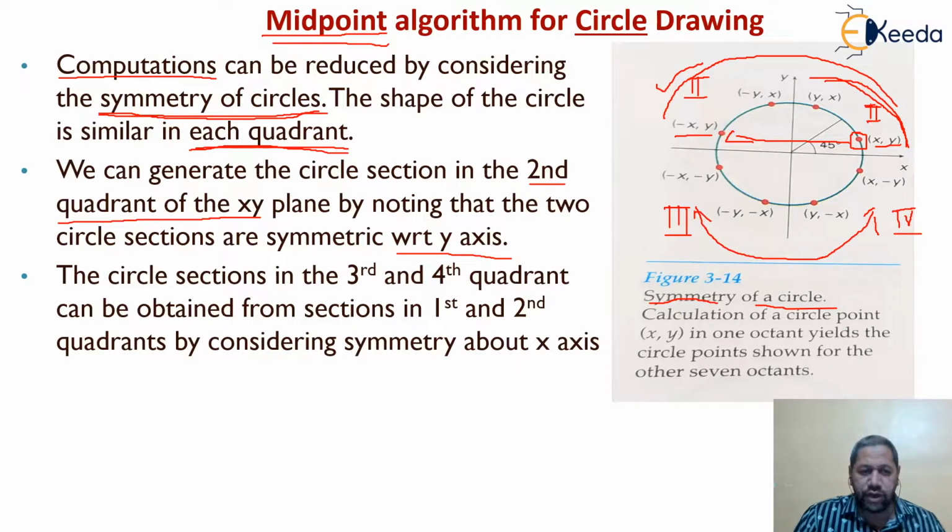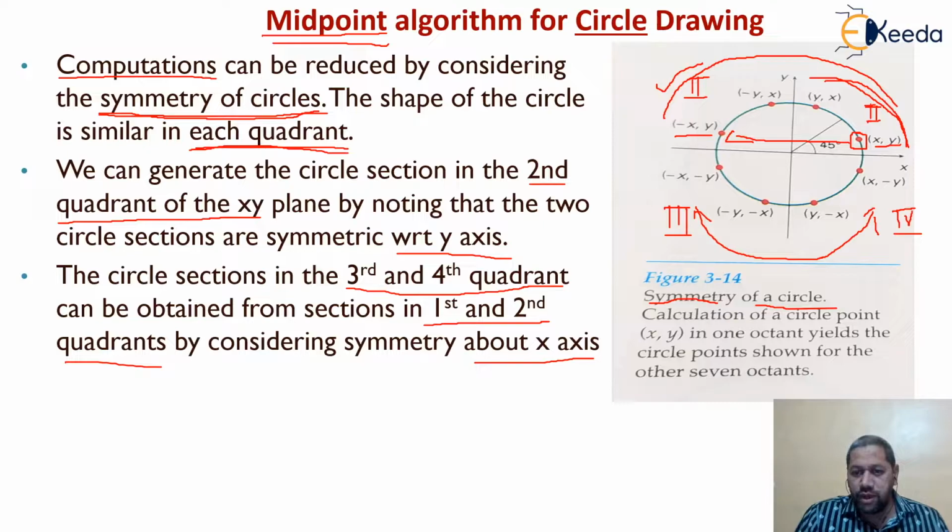Okay, so that is what I have written. The circle sections in the third and fourth quadrant can be obtained from sections in the first and second quadrant by considering the symmetry about the x-axis. About the x-axis, all the points are reflected here. About the y-axis, it is reflected at this side.